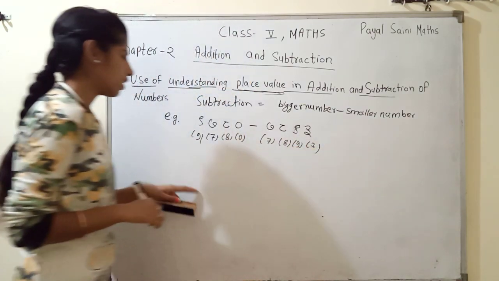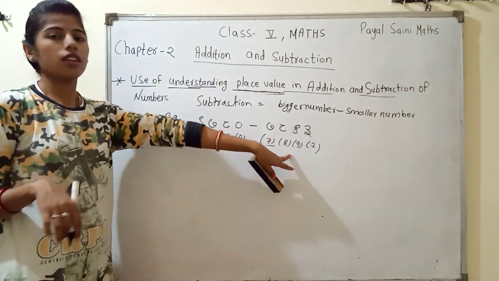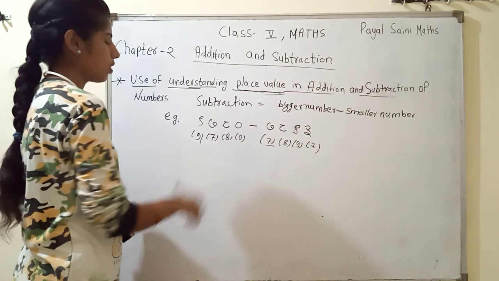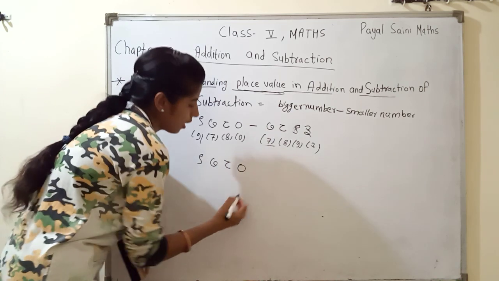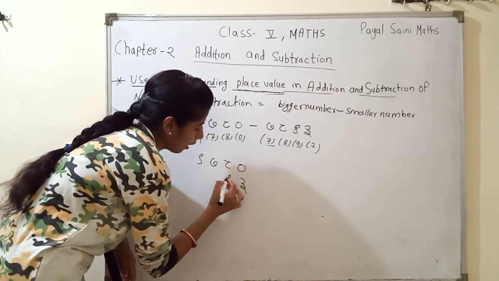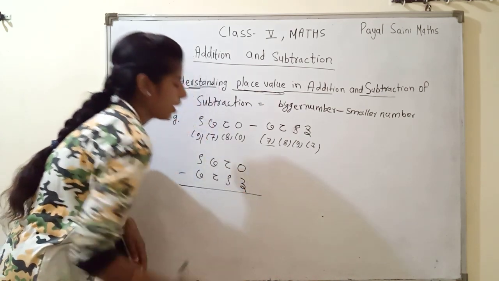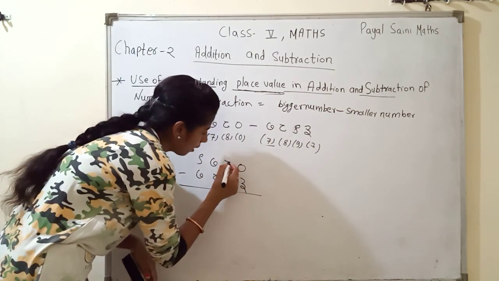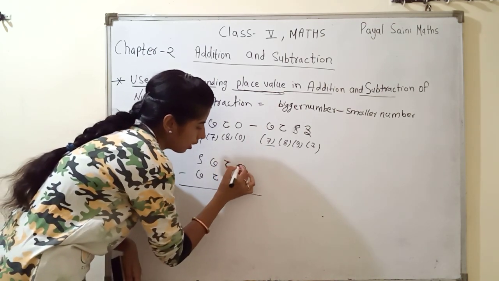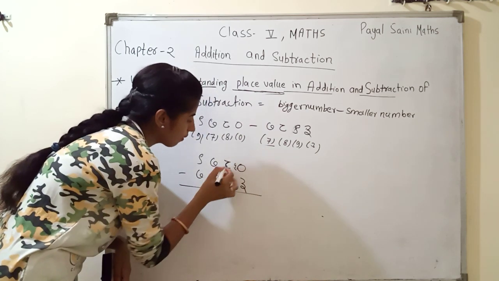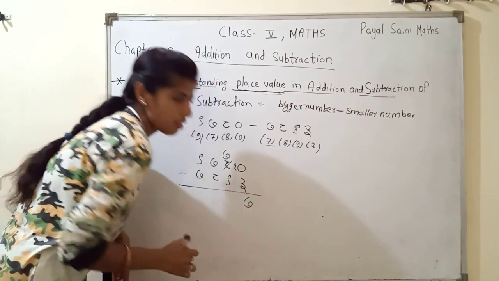Now you can see here it starts from 9 and here it starts from 7, so your second number is smaller. Now our subtraction: 9, 7, 8, 0 minus 7, 8, 9, 3. 0 minus 3 is not possible, then we borrow from 8, and here it makes 10. 10 minus 3 is 7.